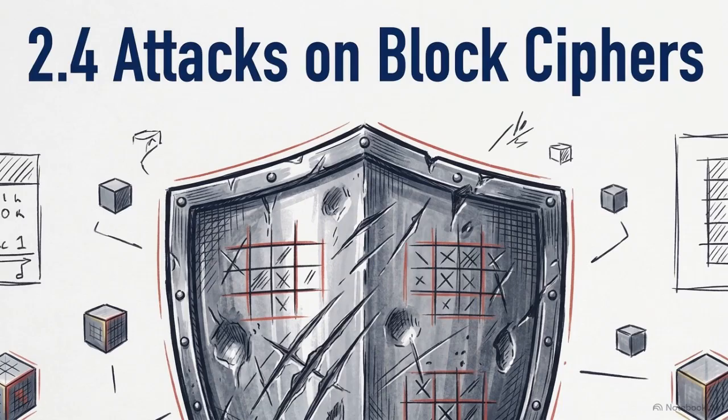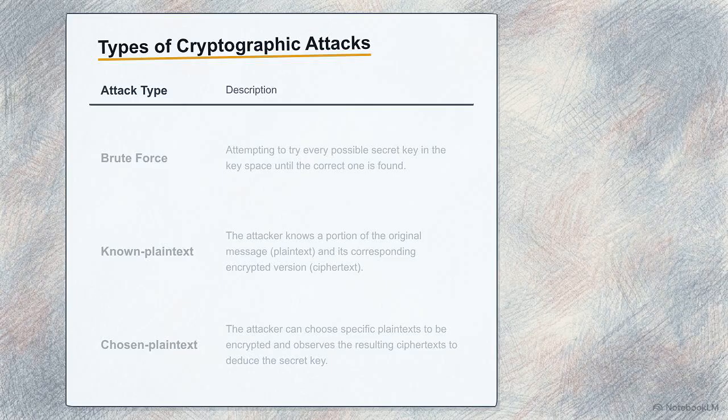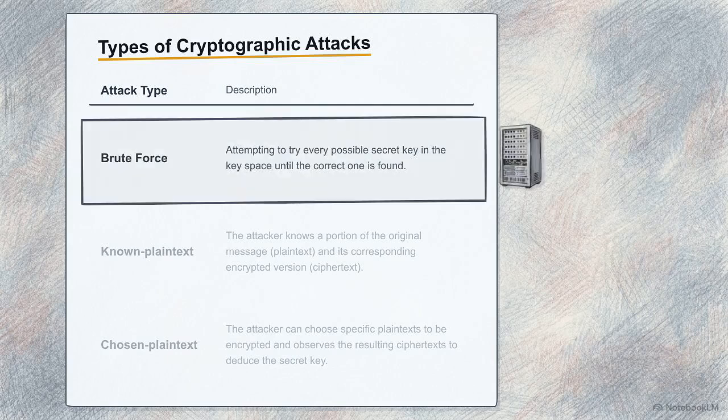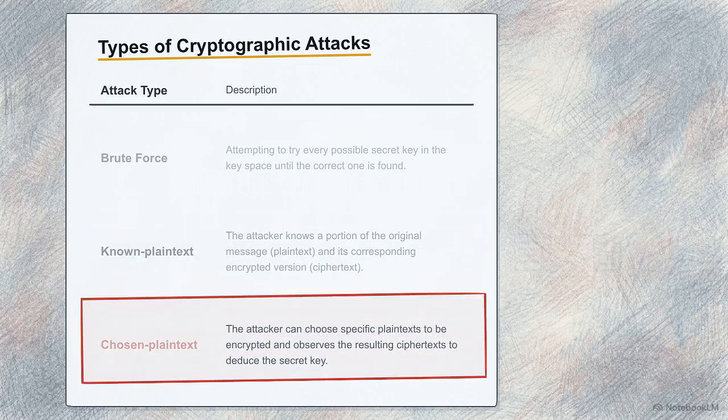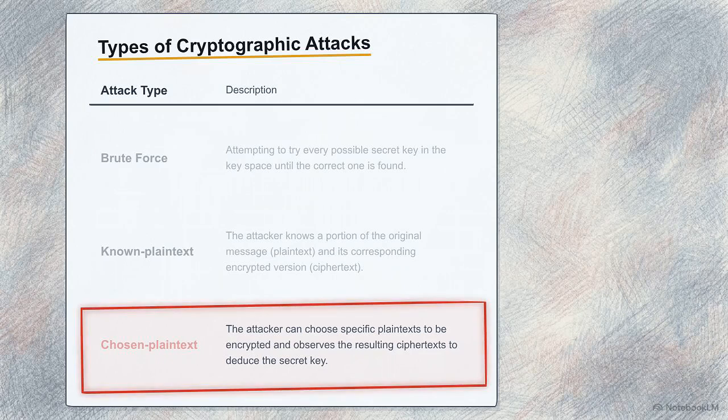No encryption system is useful unless it can resist specific methods of cryptanalysis. This table categorizes the standard mathematical attacks. They range from simple brute force attempts, trying every key, to known-plaintext attacks, where the adversary already has a sample of the unencrypted data. A particularly powerful model is the chosen-plaintext attack. Here, the attacker can actively input specific plaintexts and observe the resulting ciphertexts to deduce the key.